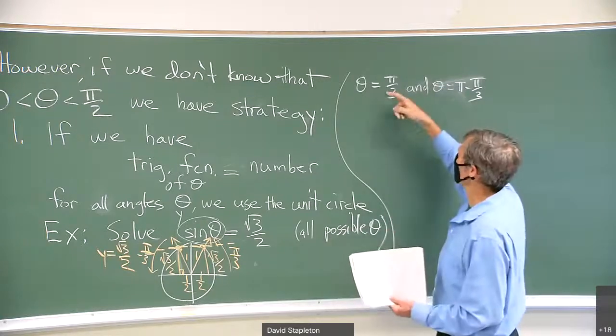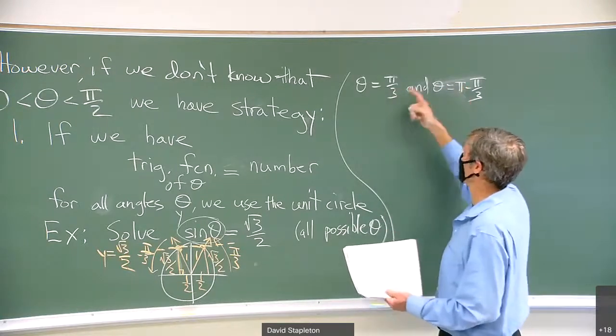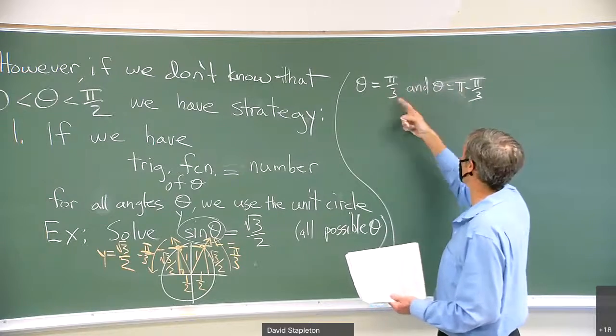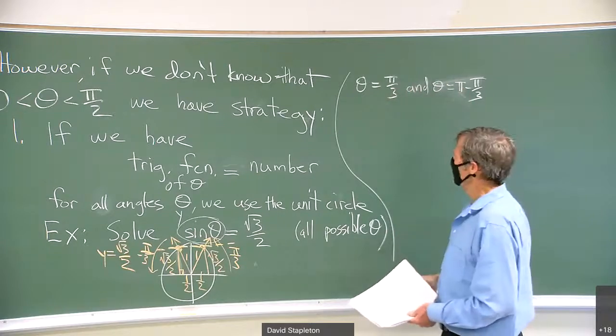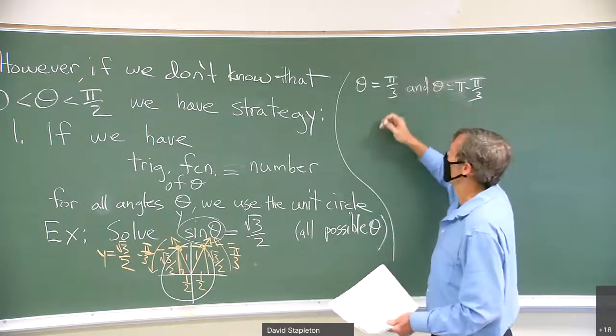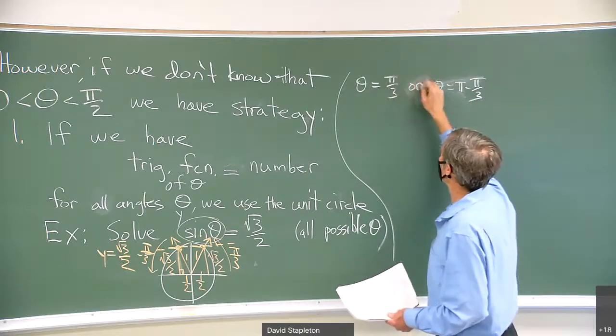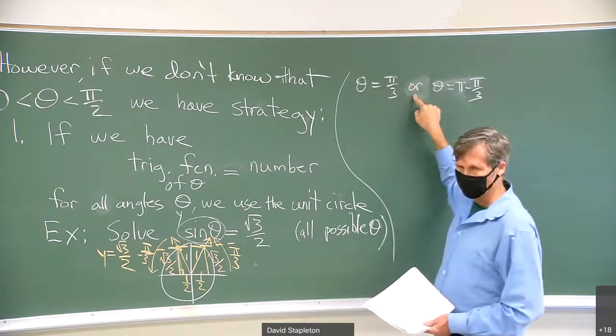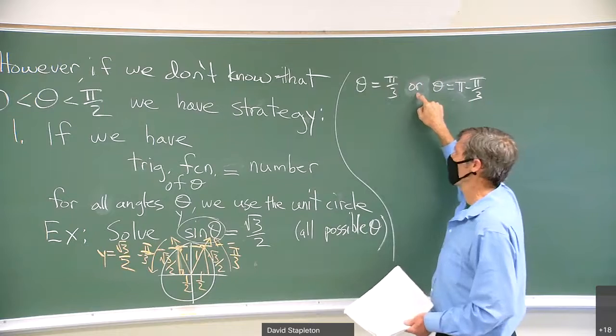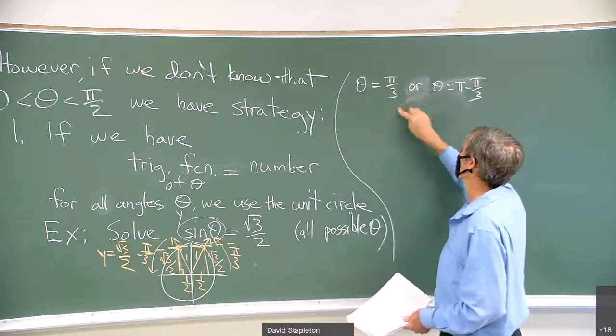But mathematically, if you say theta equals this and theta equals this, it means theta has to satisfy both equations, but it can't. These are different numbers, right? So it's a faux pas, even though everybody knows what you mean. It's improper language. What you should write is or. So on your test, I'd like you to put or. If you put and, I know what you mean, but it's technically wrong, right?